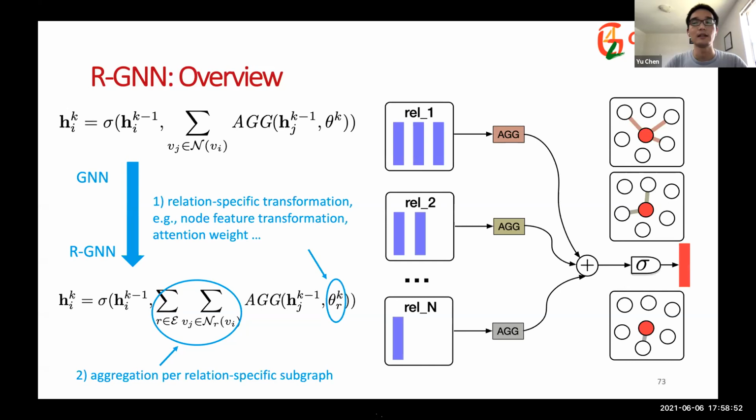So that we can explicitly encode the relation type information. And the second feature is that they aggregate node embeddings per relation-specific subgraph, as we can see from this diagram. We have n relation types, and for each of the n relation-specific subgraphs, we do node aggregation separately, and we apply relation-specific transformations separately. So that's the key idea of RGNN.